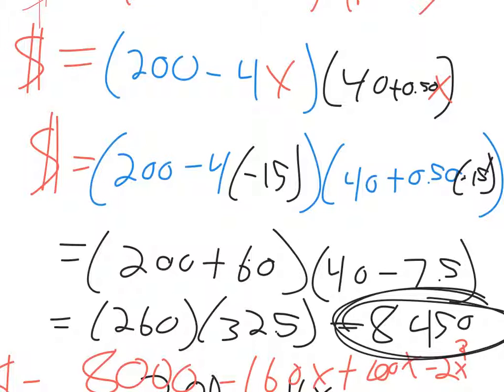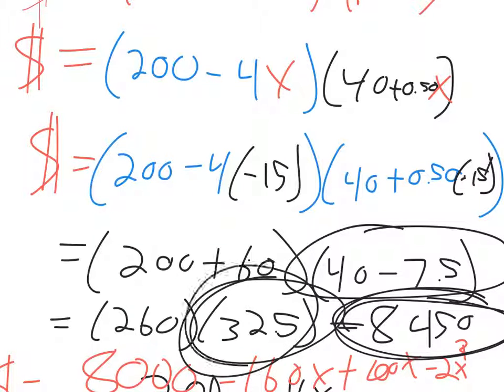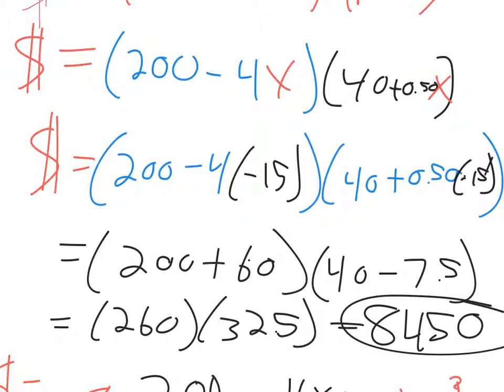So there we are. We maximized. The maximum revenue occurs when we plug in negative 15. Remember, this represented our price. The max revenue occurs when the price is set at $32.50. That's when we get our maximum revenue. And we expect to sell 260 tickets at that price. Remember, that's what each of these parentheses represents: this is the number of tickets, and this is the price.